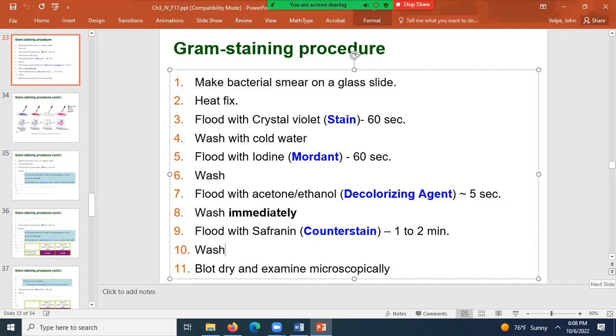I have a question. Is iodine the mordant for the counter stain? Iodine is the mordant in the gram stain. Yeah, but unless I'm confused, a mordant improves the stain? It does make the cell stain a little darker. And I'll talk about that when I go through the gram procedure in great detail. Okay, thank you.